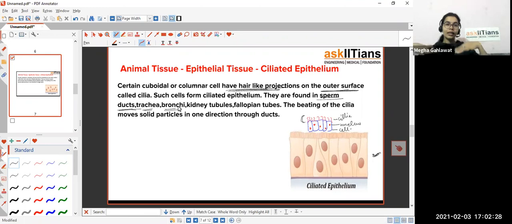Remember, the trachea bifurcates into the bronchi and then bronchioles, spreading throughout the lungs, and kidney tubules are present for the sake of secretion of urine outside the body. Fallopian tubes are present in the female reproductive system, and they help in the transport of the egg from the ovary to the uterus. Okay, I'll draw this one.